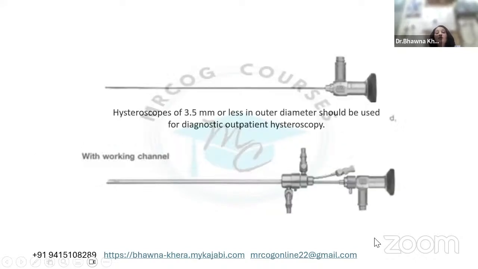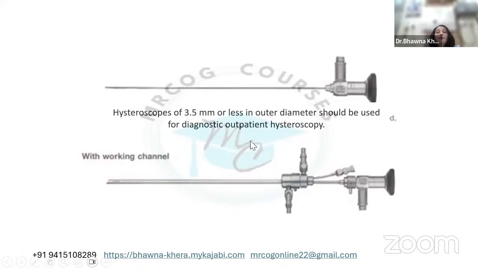Now, what are the sizes of the hysteroscopes we prefer? We are doing two types of procedures, diagnostic and therapeutic. In the diagnostic, we are using the ones with the thinner diameter, that is 2.9 mm, 3 mm, or up to 3.5 mm.